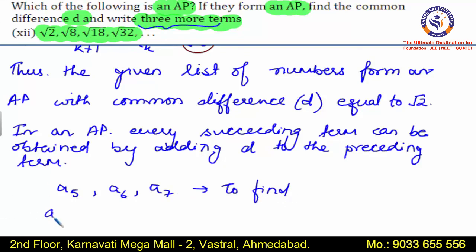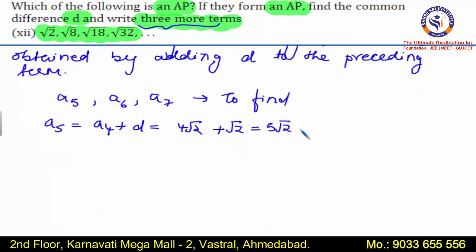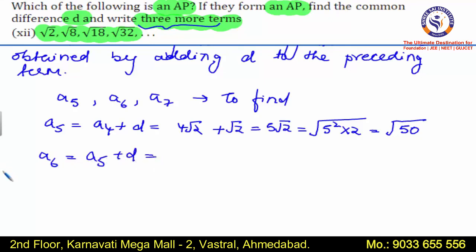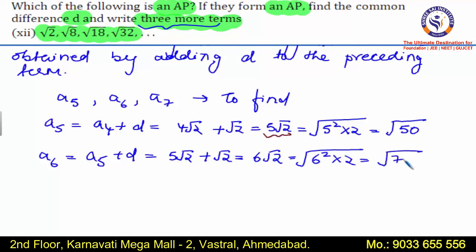First, let us find out the 5th term, which is the sum of the 4th term and the common difference. 4th term is 4 root 2 and the common difference is root 2. This is equal to 5 root 2. This can also be written as square root of 5 square into 2, which is equal to square root of 50. Now let us find out the 6th term, which is equal to the sum of the 5th term and the common difference. The 5th term is 5 root 2, so 5 root 2 plus root 2 is equal to 6 root 2. And this can be written as square root of 6 square into 2, which is equal to square root of 72.